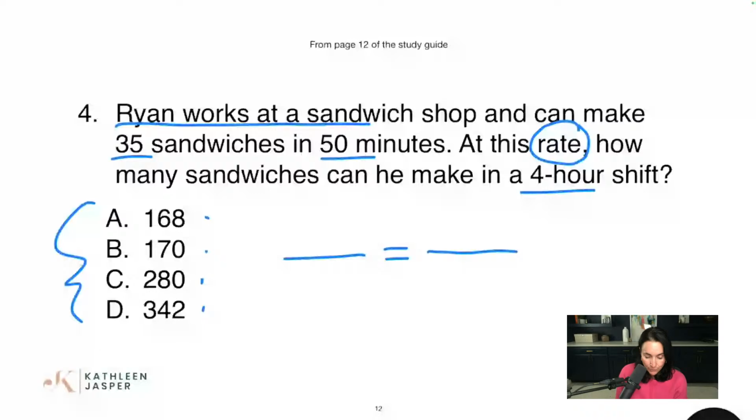Notice here, I have 35 sandwiches in 50 minutes. I'm looking for how many sandwiches in a 4-hour shift. I have sandwiches, time, not sure how many sandwiches, but I have the time. So I need that 3 out of 4 things, right?